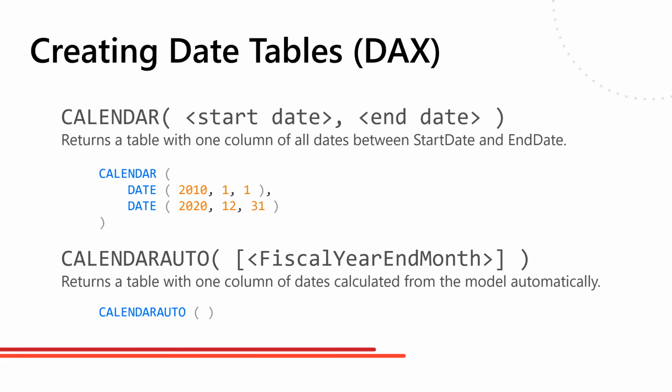CalendarAuto is also an interesting one that a lot of folks immediately gravitate towards. You don't have to provide any start and end date. It will look at all the date data type columns in your model and then create that single column table of dates that range from the first date it finds to the newest date it finds. And this can backfire, as you might imagine.